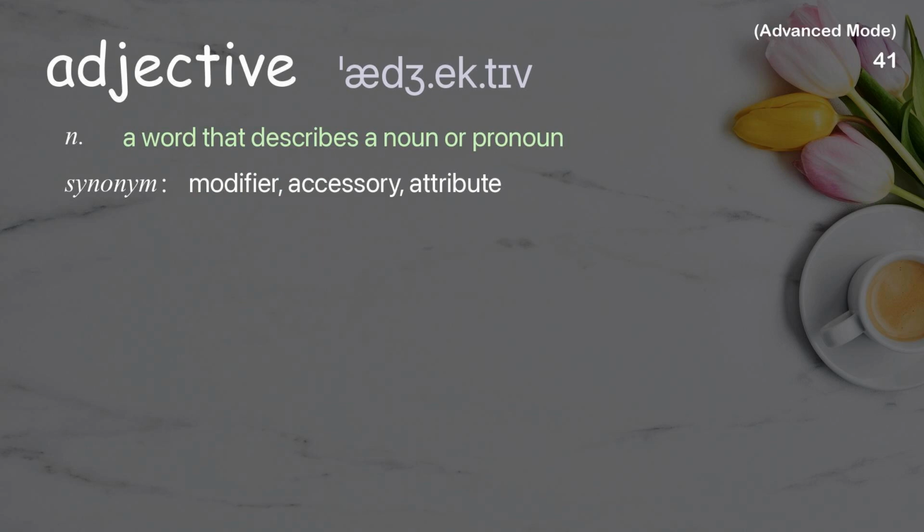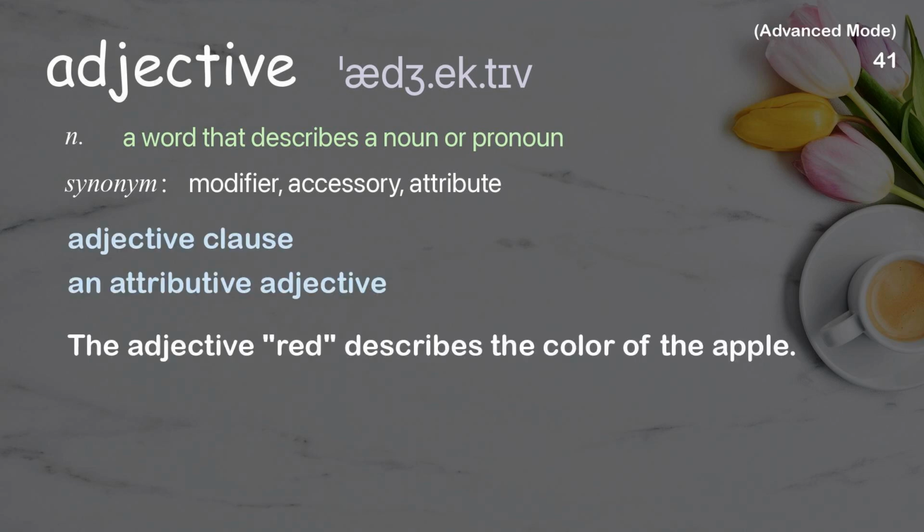Adjective: a word that describes a noun or pronoun. Examples: adjective clause, an attributive adjective. The adjective red describes the color of the apple.